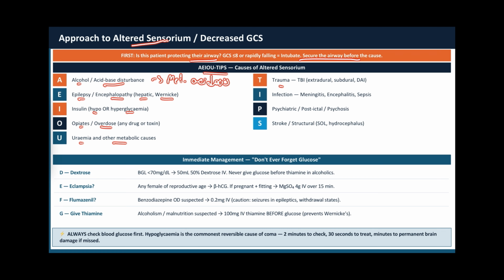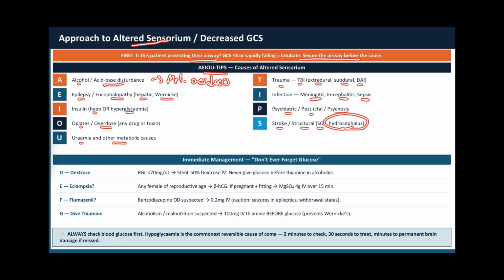T is for the trauma, like traumatic brain injury, that is the extradural or subdural or the diffuse axonal injury. I is for the infections, that is the meningitis, encephalitis, and the sepsis. P is for psychiatric or postictal or the psychosis. S is for the stroke, either it can be hemorrhagic or ischemic. Structural would be space occupying lesions or the hydrocephalus.